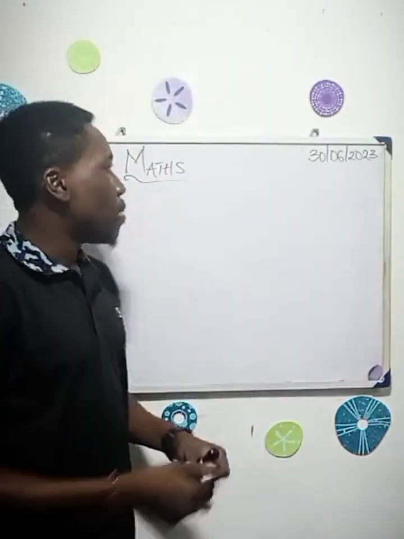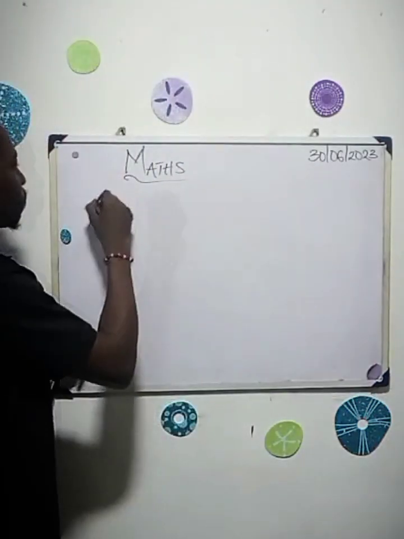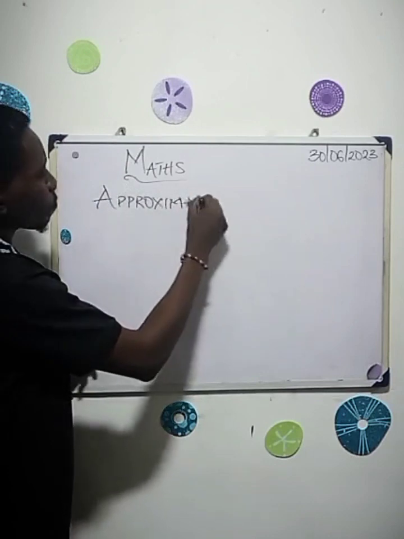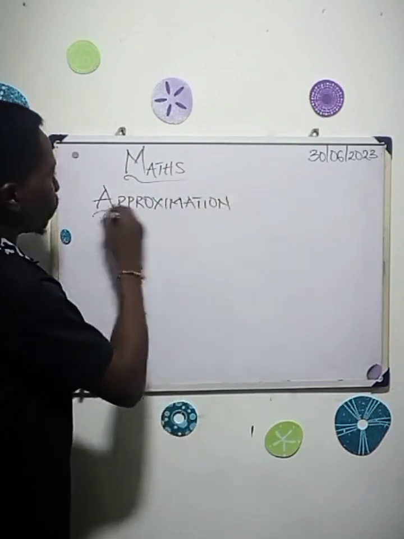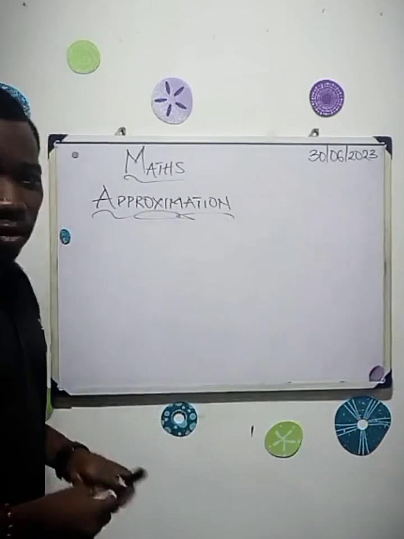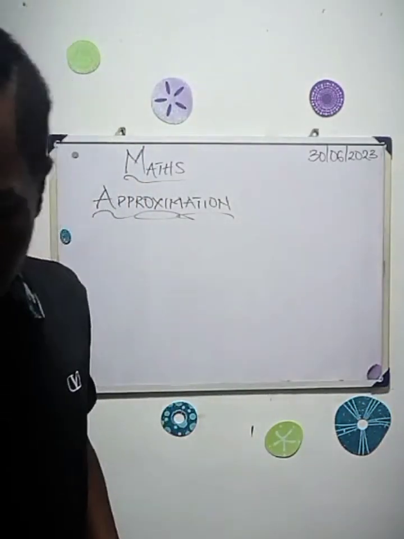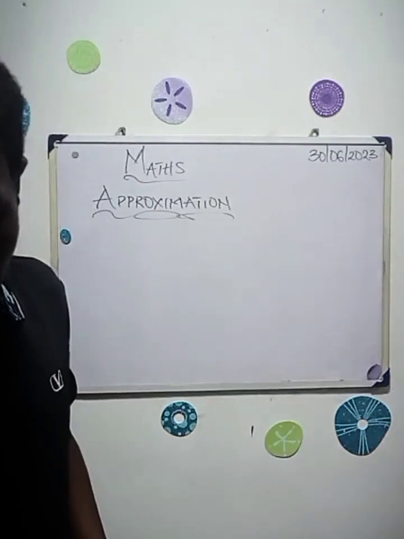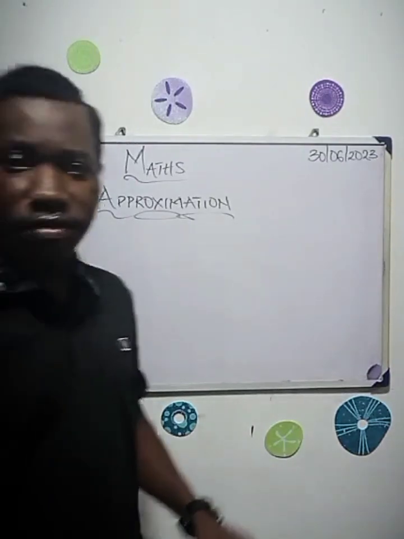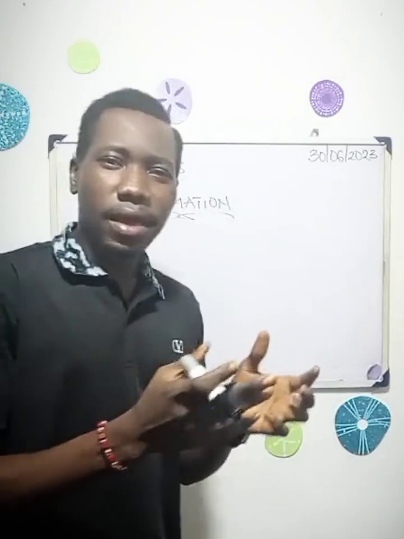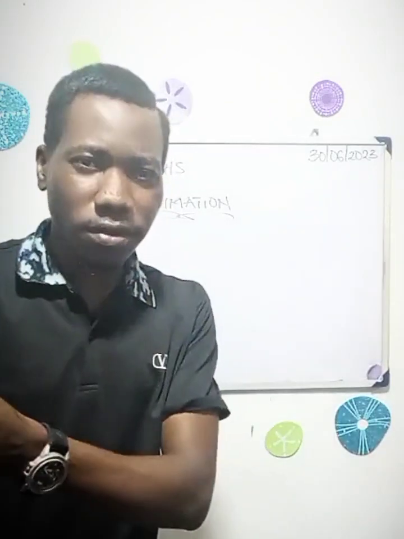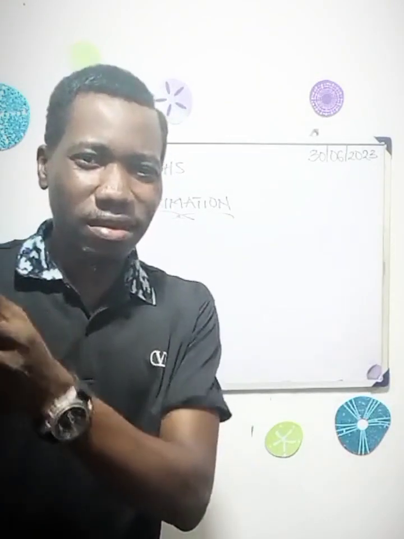Welcome, welcome, welcome. All right, so we're going to start with approximation. Approximation basically is something, or a thing, that is similar to another one, but not exactly the same.